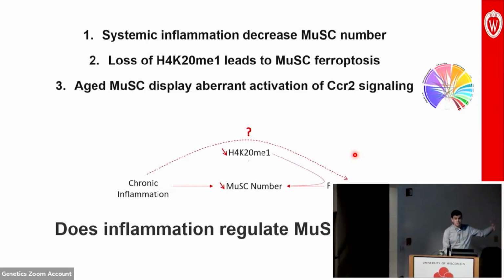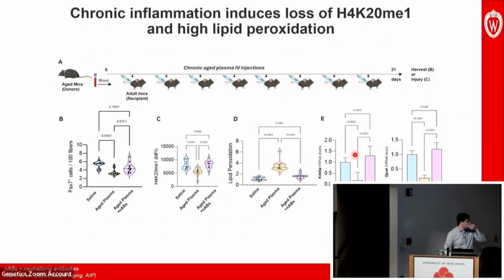So can chronic inflammation, or as many people call it, inflammaging, cause ferroptosis in those stem cells? And so we went back to our model where we took aged mice, collected their blood, isolated their plasma, and chronically injected the plasma into those young mice to create this chronic inflammation model. Again, PAX7 number goes down. This is rescued by neutralizing antibody. H4K20 goes down, rescued. Lipid peroxidation goes up.